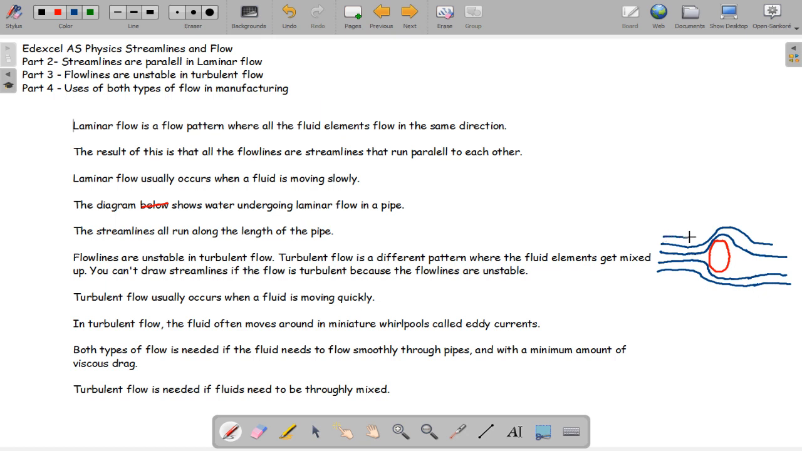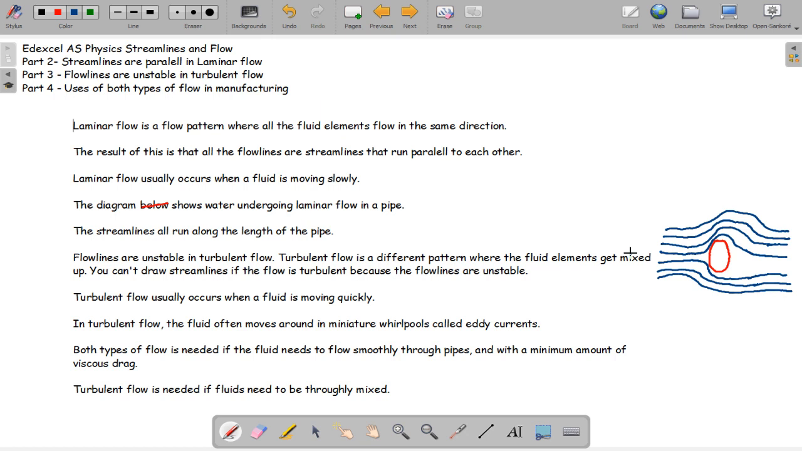If you go to your local stream, if you have one, you will notice this as the water passes over the rocks. You can't see it terribly well in low light, but you can see it very well on a nice clear sunny day. So that's basically what that bullet point is trying to say in a picture. Turbulent flow usually occurs when a fluid is moving quickly.